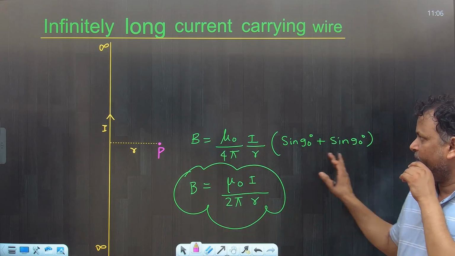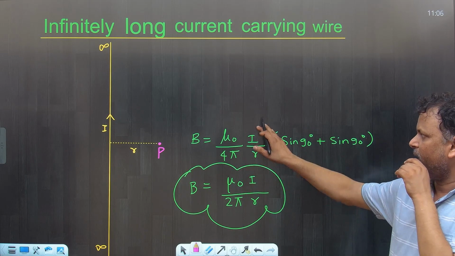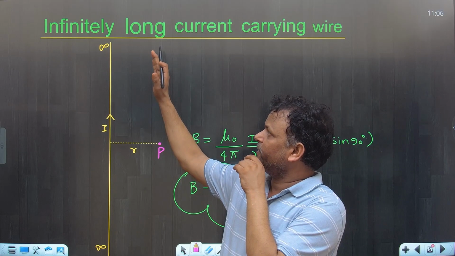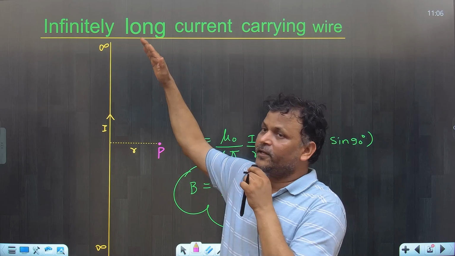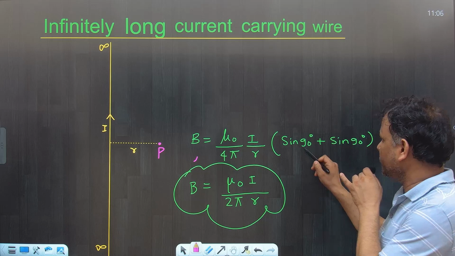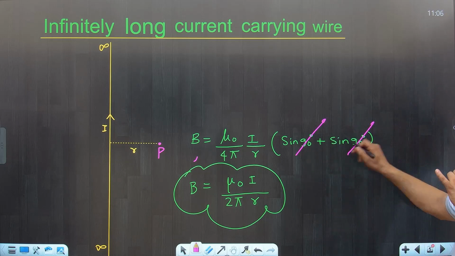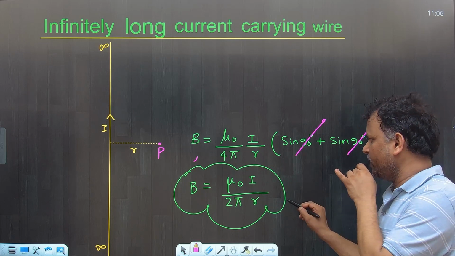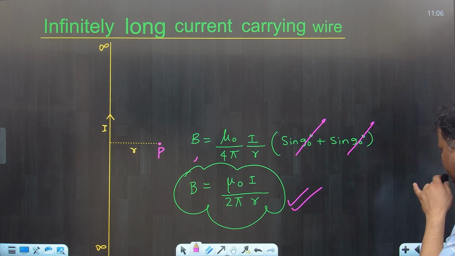So we should write the formula first: mu naught by 4 pi, I by D, sin alpha plus sin beta. As you can see, alpha is 90 degrees in this case, and beta is also 90 degrees. So sin 90 plus sin 90 is 1 plus 1, that is 2. So this will be mu naught I by 2 pi R, right?